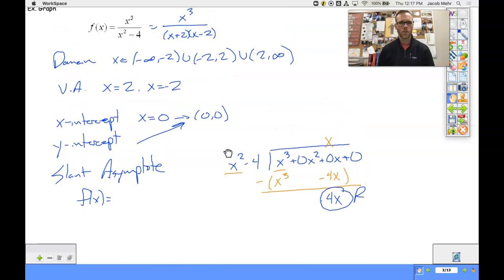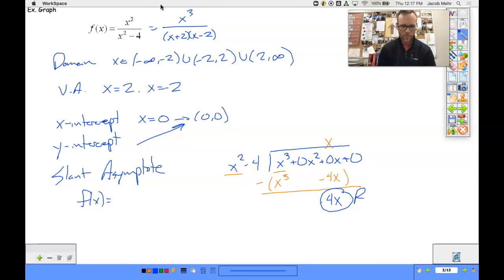I lost it. Where'd my function go? Okay, so when we divided, we got x plus, this is our remainder, 4x over x squared minus 4. When we divide, this is equal to that. Now, what happens to this as x goes to infinity? Well, when we look at the remainder part, this fraction at the end, we know this goes to 0. So as x goes to infinity, this part goes to 0, and the function approaches y equals x. That's our slant asymptote.